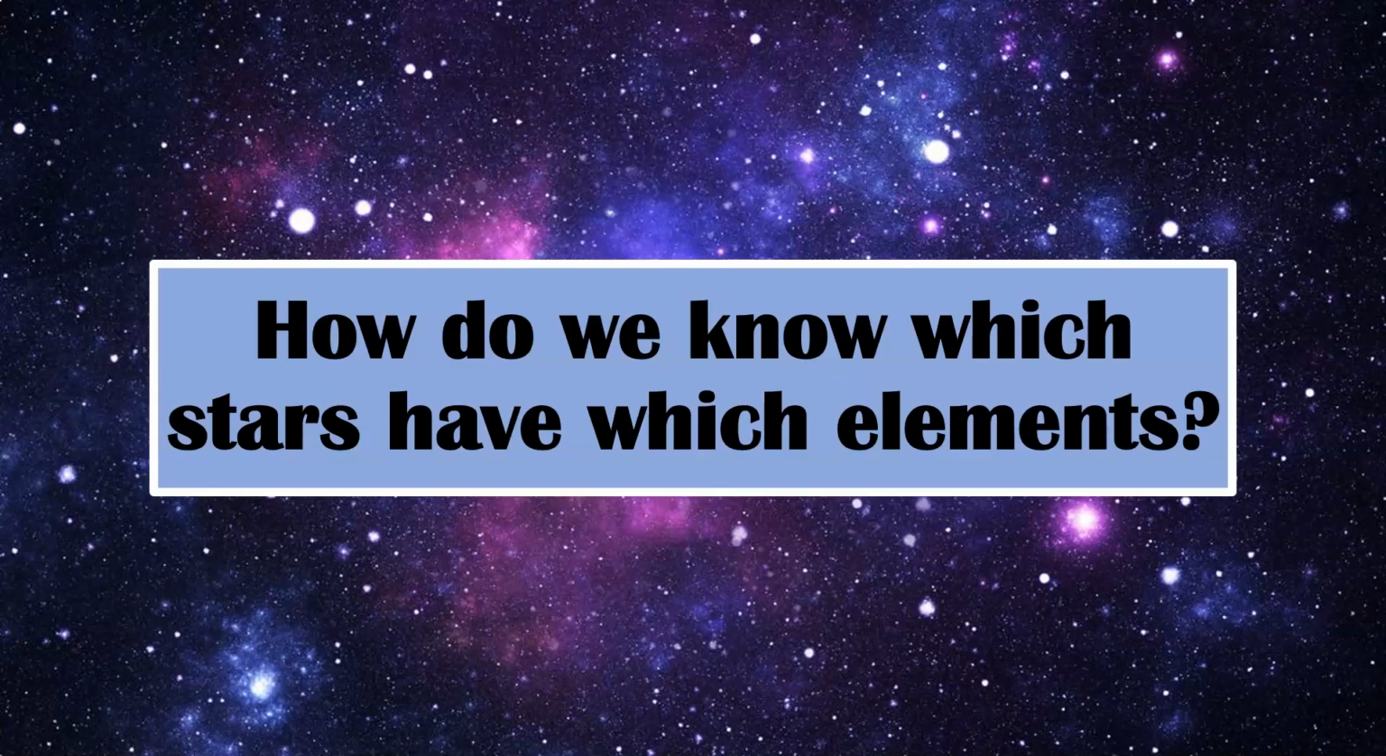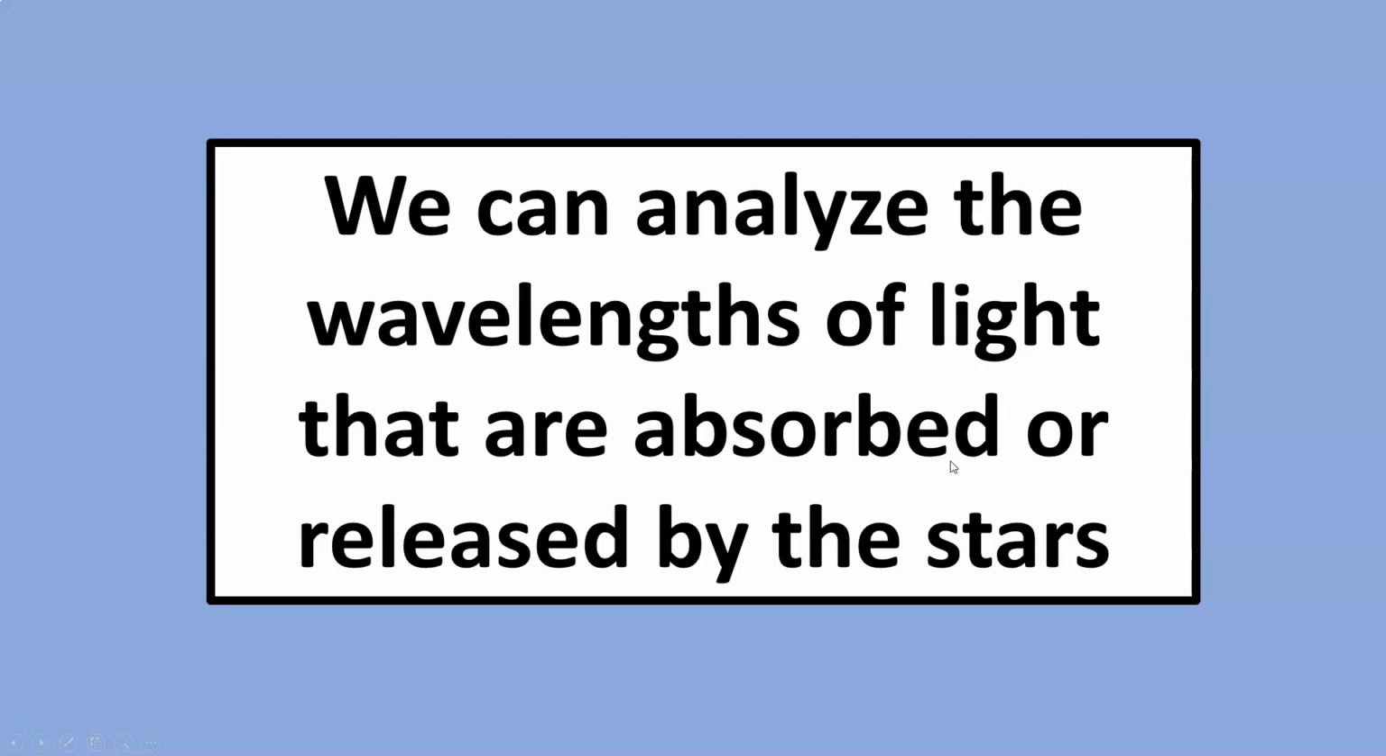So now we start asking, well, how do we know which stars have which elements? Because we're clearly not at a star. We can't sample it and see what it has. So what we can do is analyze the wavelengths of light that are coming out of that star. We can either measure the wavelengths that are absorbed by the gases that are there, or we can measure which wavelengths are being released. There's kind of two ways to do this.